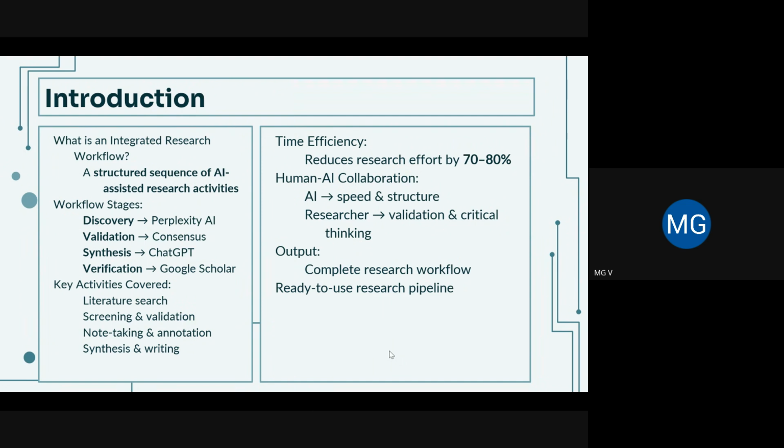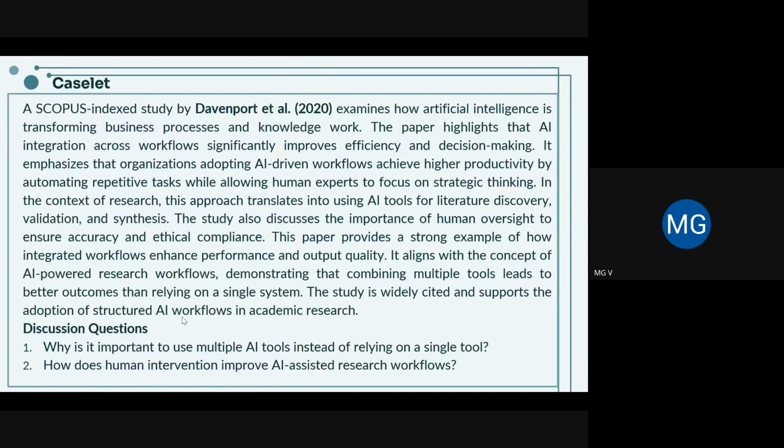However, it is important to emphasize that AI does not replace the researcher. Instead, it augments human capabilities by handling repetitive and time-consuming tasks. The researcher remains responsible for critical evaluation and ethical compliance. Another point, if we use it directly, we become unethical. We need to adhere to ethical compliance and final decision making. This workflow aligns with Scopus standards and reflects current best practices in AI-assisted academic research. That is why I prefer to give caselets for better clarity.